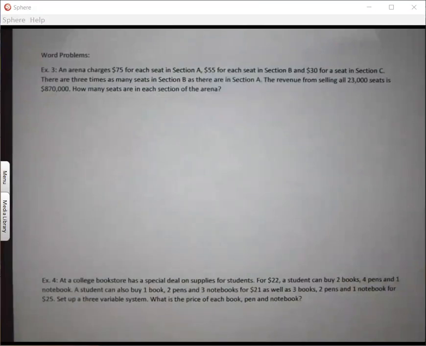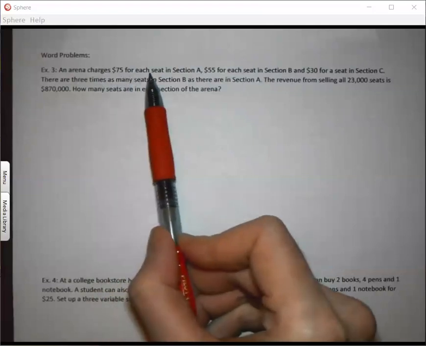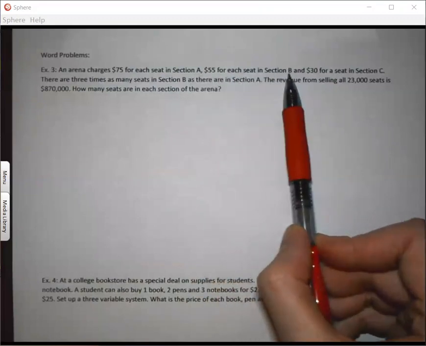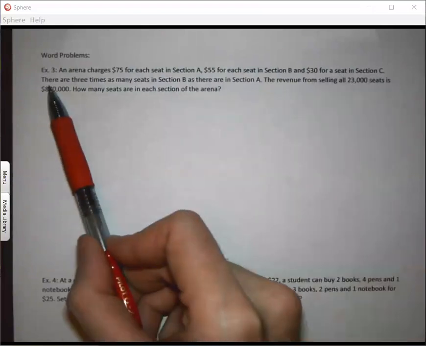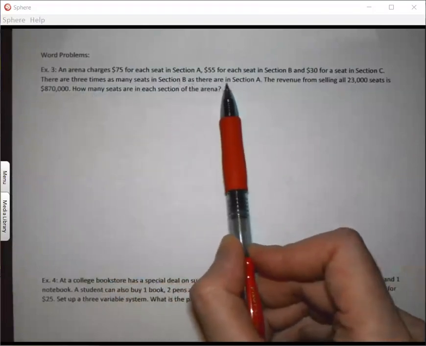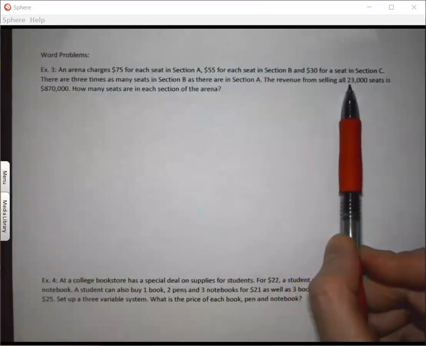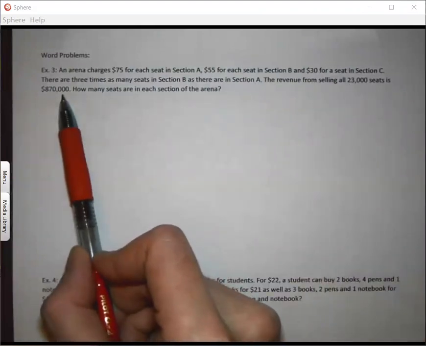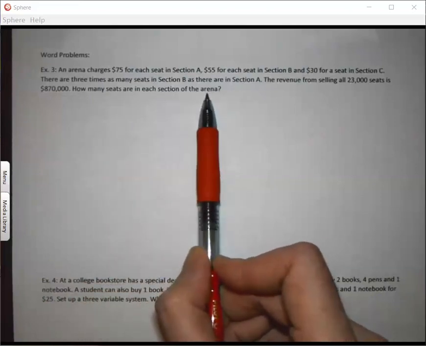Okay. Step 1. An arena charges $75 for each seat in section A, $55 for each seat in section B, and $30 for a seat in section C. There are 3 times as many seats in section B as there are in section A. The revenue from selling all 23,000 seats is $870,000. How many seats are in each section of the arena?